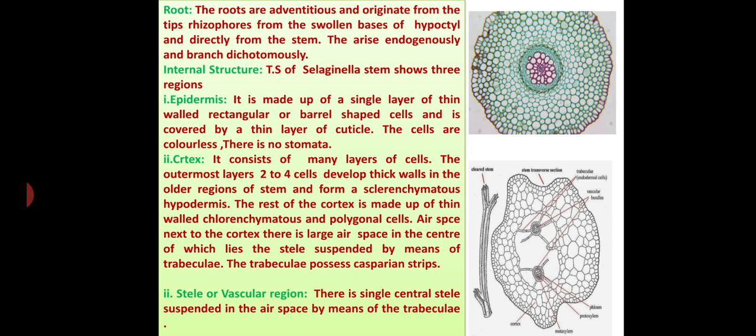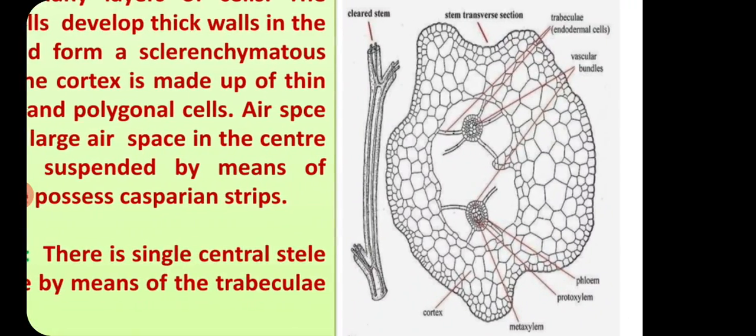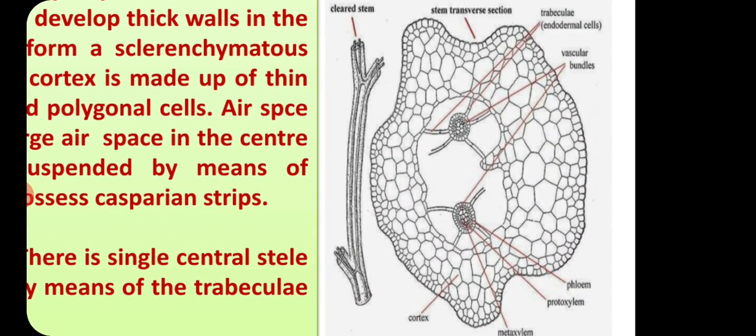The next part is the cortex. It consists of many layers of cells. The outermost layers, 2 to 4 cells, develop thick walls in the older regions of the stem and form sclerenchymatous hypodermis. The rest of the cortex is made up of thin-walled chlorenchymatous, means parenchyma cells containing chloroplasts, and polygonal cells. Next to the cortex is a large air space in the center of which lies the stele, suspended by means of trabeculae. The trabeculae possess Casparian strips. See friends, this is the TS of Selaginella stem.